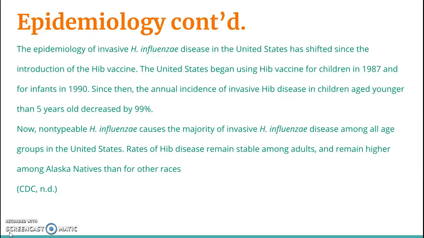H. influenza disease in the United States has reduced significantly since the implementation of the HIB vaccine. That's only good for type B, but non-typeable H. influenza causes the majority of invasive disease among all of the groups in the United States at this point in time. Rates among adults remain stable and higher than in those specific areas that we mentioned before.